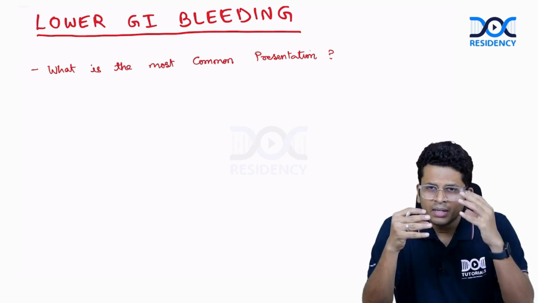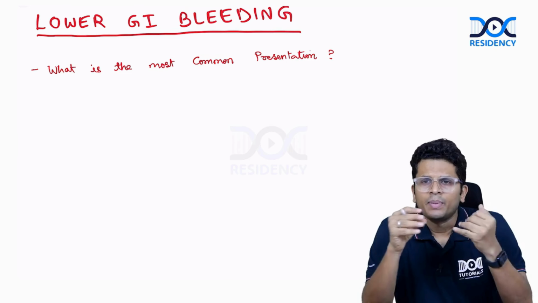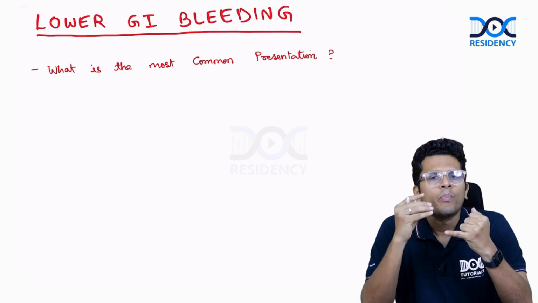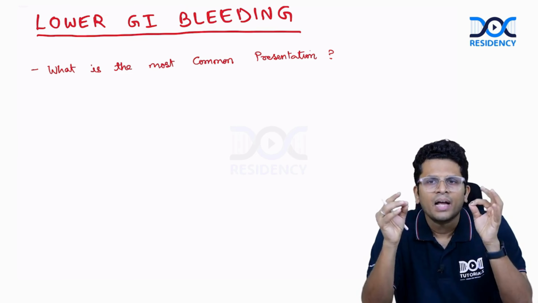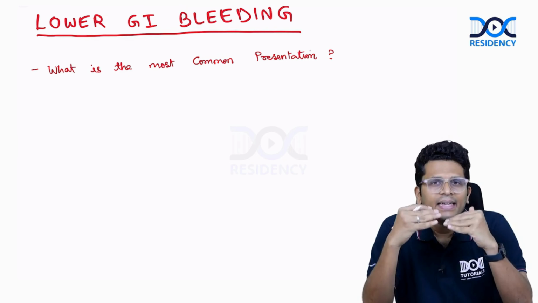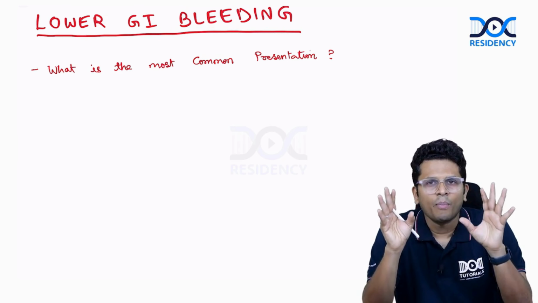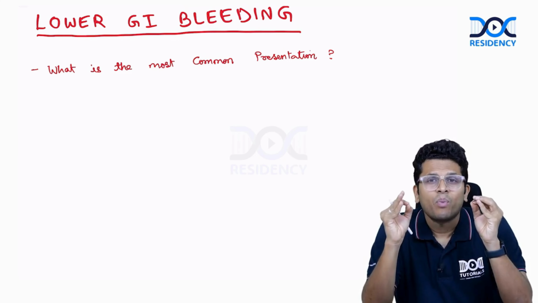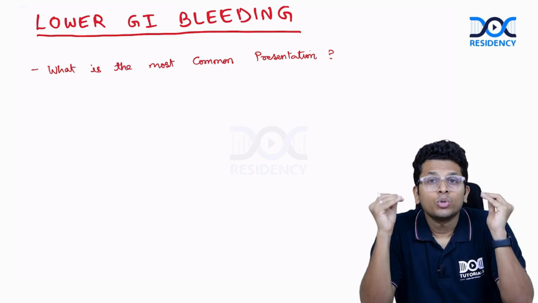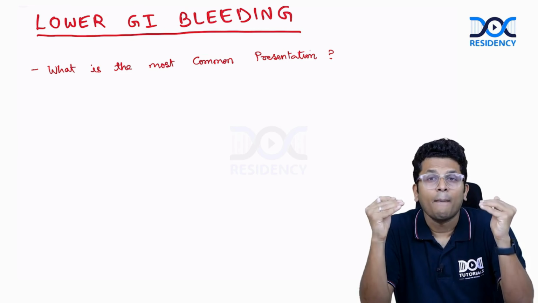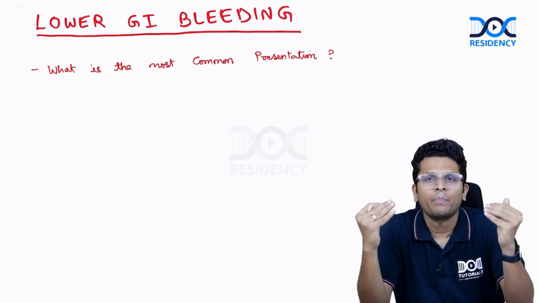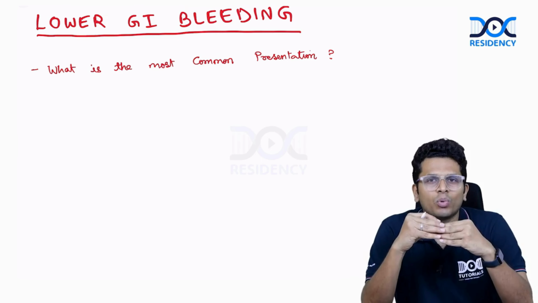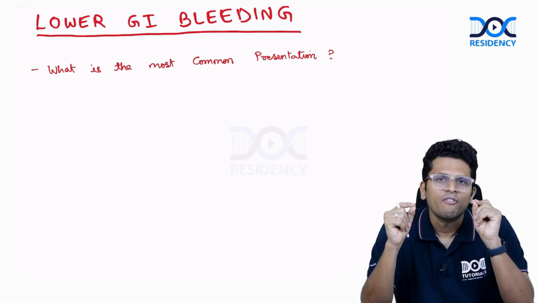Now, when it comes to lower GI bleeding, usually it will be an elderly gentleman who presents with a painless hematochezia and a decrease in hematocrit. Okay, this is a common presentation. Usually there is no history of orthostasis. What we have to know is when there is postural hypotension, you should actually think of an upper GI source, a frank upper GI source presenting as a lower GI bleed. This is an important fact that you should know.